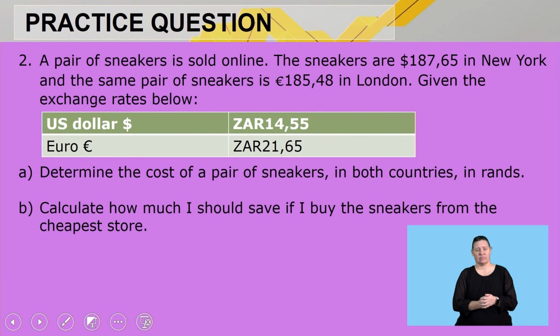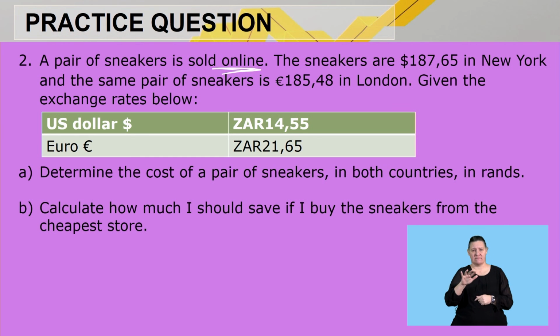Right, now number 2, a pair of sneakers is sold online. So now these days we just buy online. The sneakers are $187.65 in New York, and the same pair of sneakers is €185.48 in London. Given the exchange rate below, we are given the exchange rate as per country: the US dollar compared to the South African rand and the euro compared to the South African rand.